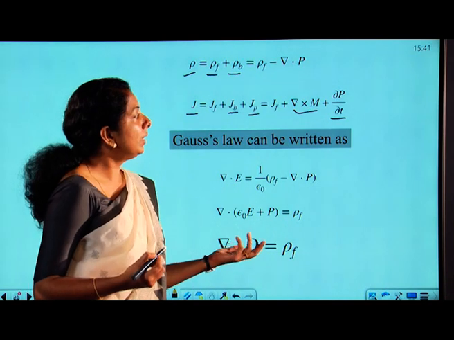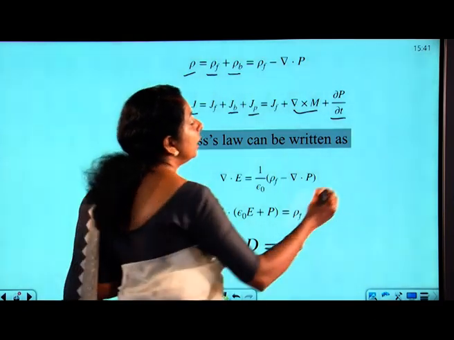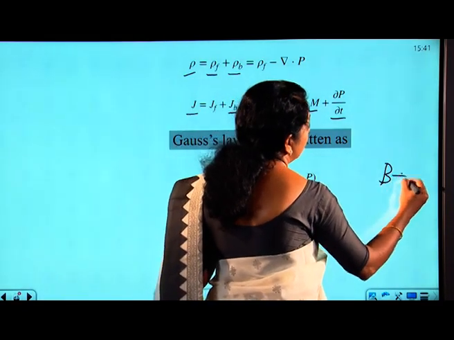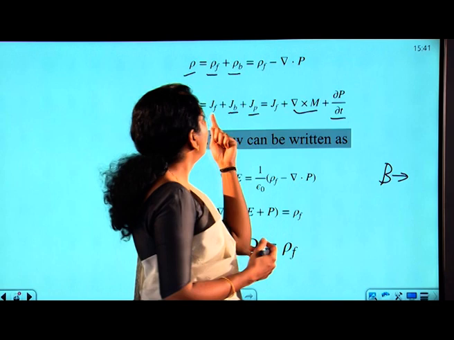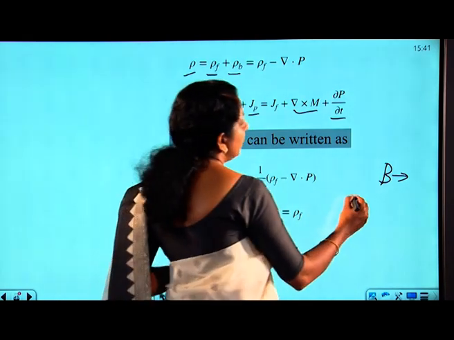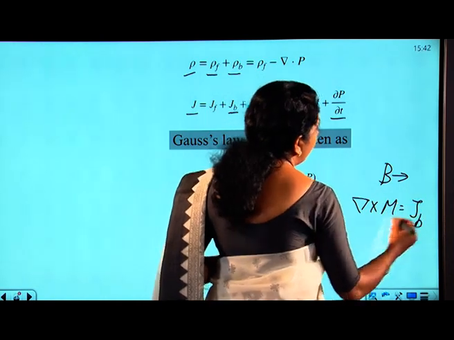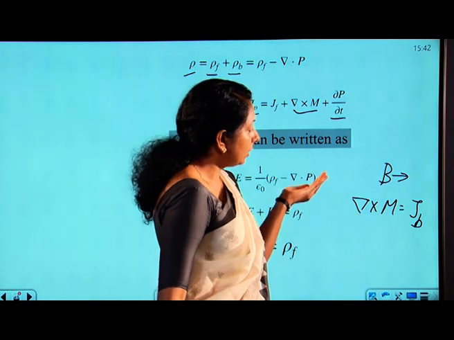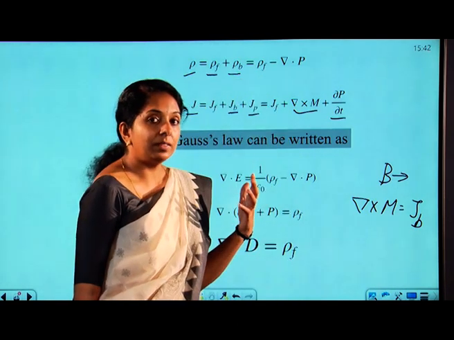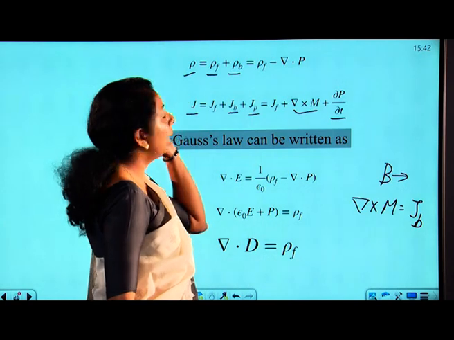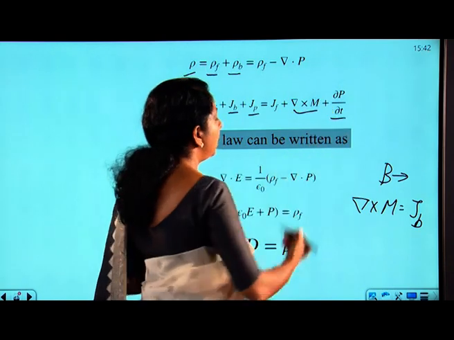Next, we can think about whether there is any charge or current due to change in magnetic polarization. That means, if we keep on changing magnetic polarization, will there be any contribution to J or rho? But we can see that del cross M is equal to Jb, and whatever the change in magnetic polarization, it will automatically come into Jb. That means a change in magnetic polarization does not contribute anything to charge or current density. So, J is equal to Jf plus del cross M plus del P by del t.